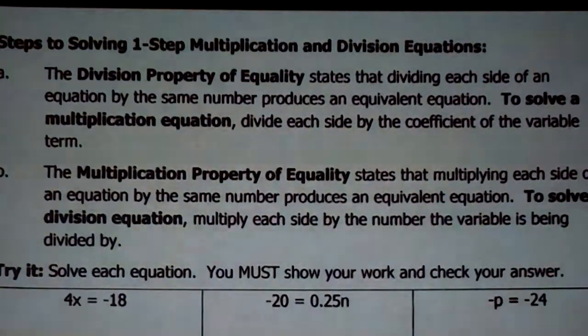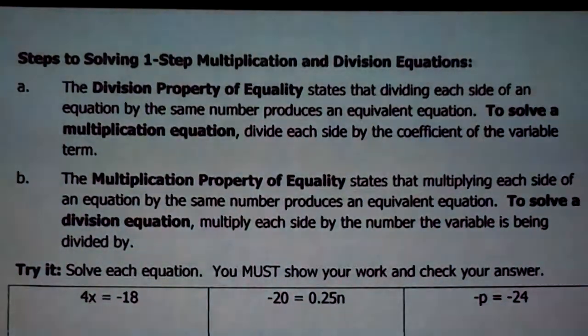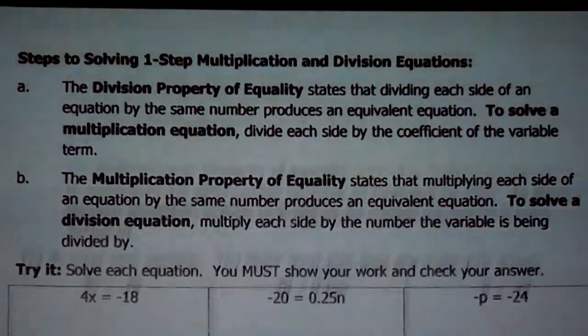Notice we didn't change any signs, did we? There was no sign changing going on at all because that's not how we isolate the variable with multiplication and division equations. We basically just use opposite operations. So let's try a few of these here.